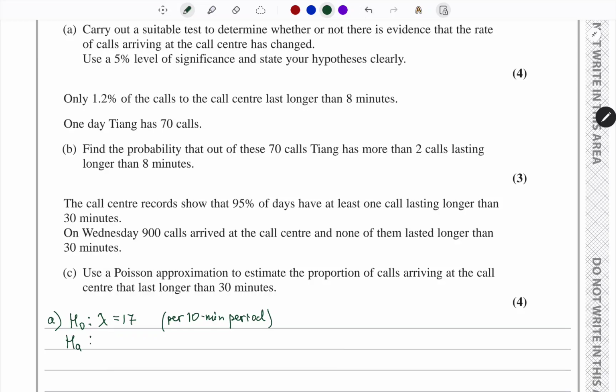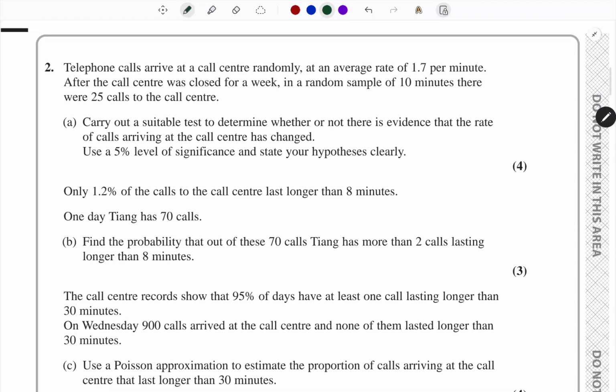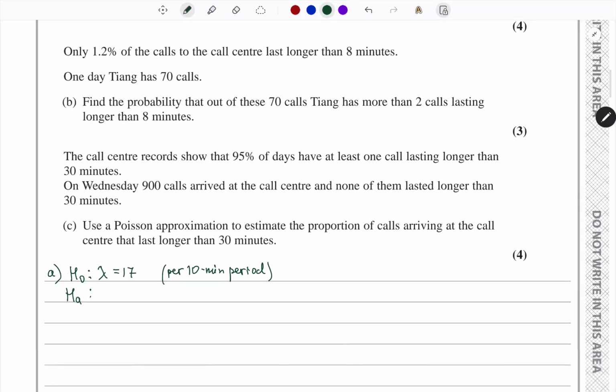So HA, the alternative hypothesis. Let's read it carefully: whether or not there is evidence that the rate of calls arriving at the call center has changed. This phrase means it can change to the left or to the right, meaning lambda is not equal to 17. So it's a two-tailed test.